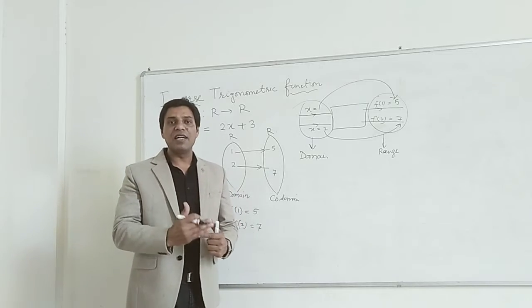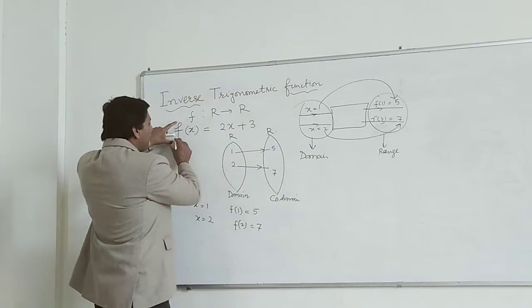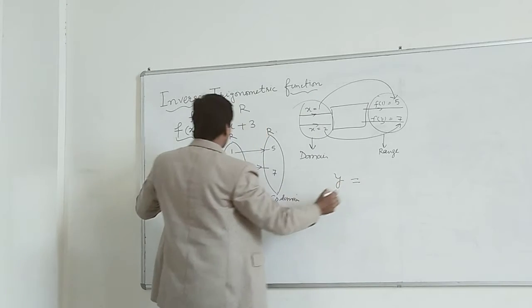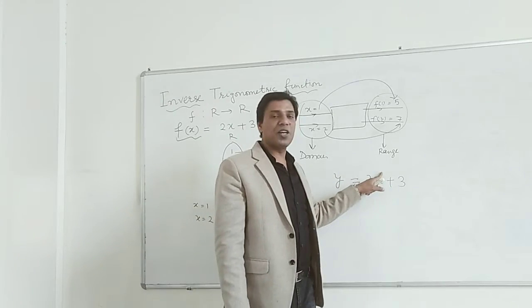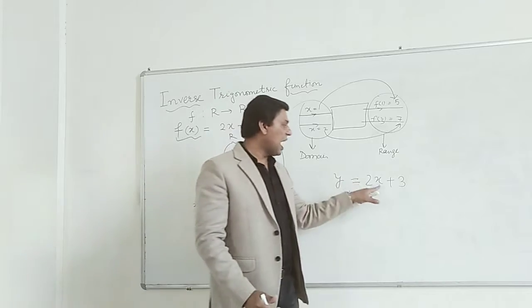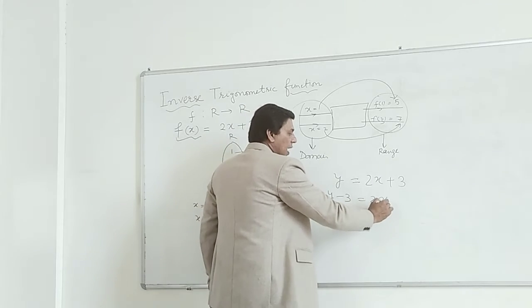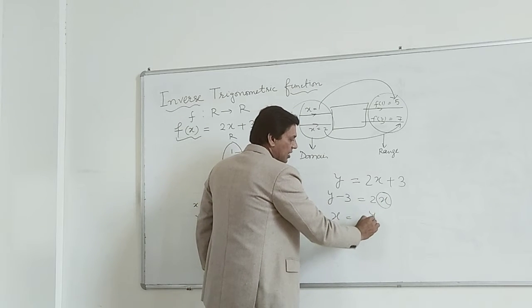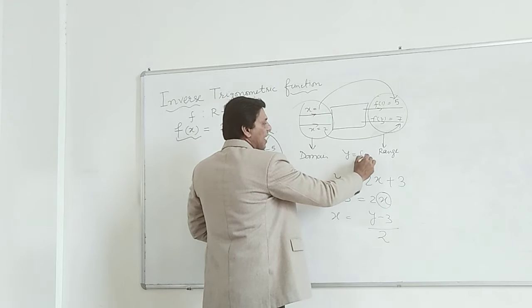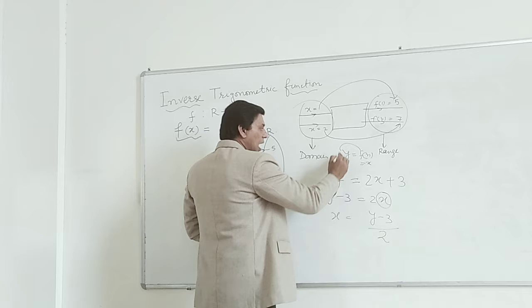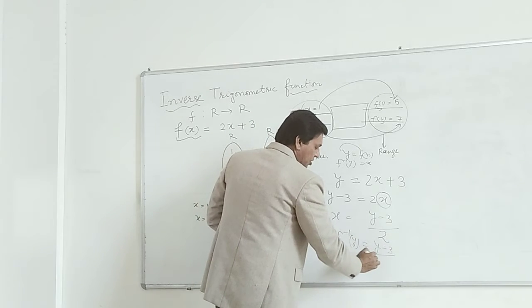How will we find the inverse of this function? Whenever we find the inverse of a function, first of all, in place of f(x), we put y. So y is equal to 2x plus 3. In this expression, y is a function of x, but we have to change the scene. We have to create x as a function of y. For this we bring 3 to the left hand side, so we have 2x equals y minus 3, and finally x is equal to (y minus 3) upon 2. Since y is equal to f(x), I can write x is equal to f inverse of y. So f inverse of y is equal to (y minus 3) upon 2.